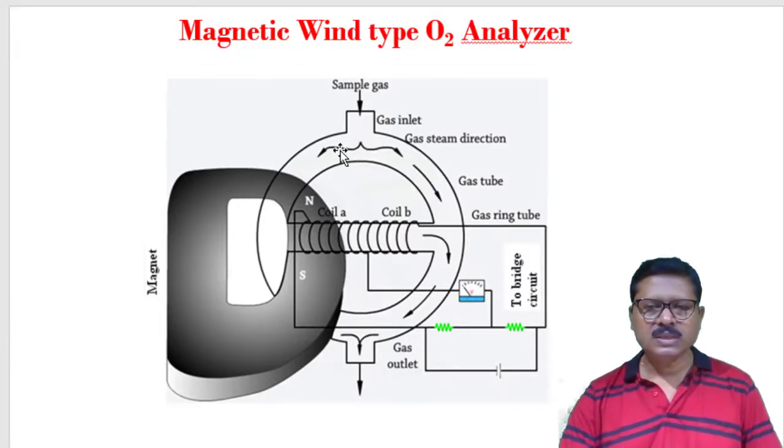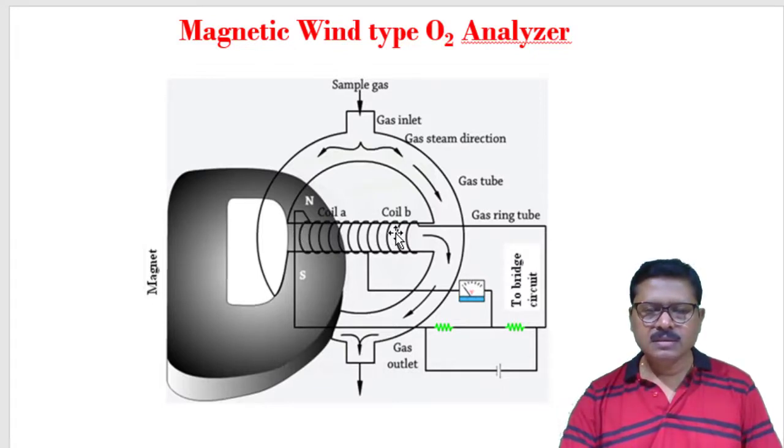So the normal way is that the sample gas will flow through this tube and ultimately come out through this path. The other portion of the sample will come through this part of the tube and ultimately go out through this path. This is the normal situation. Now there is another tube which is connected at the middle of these two sides. This is that tube. This is the permanent magnet.